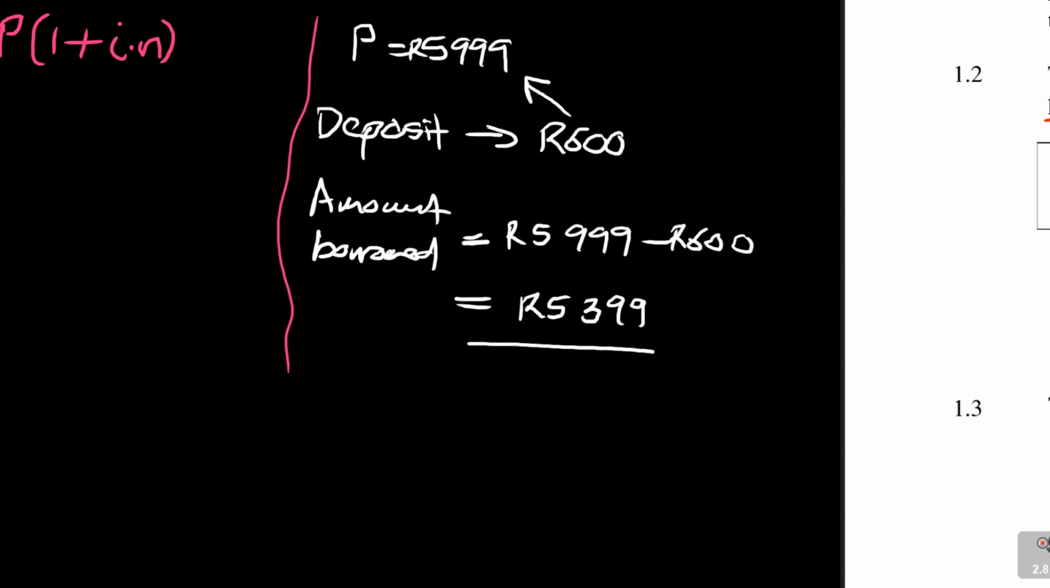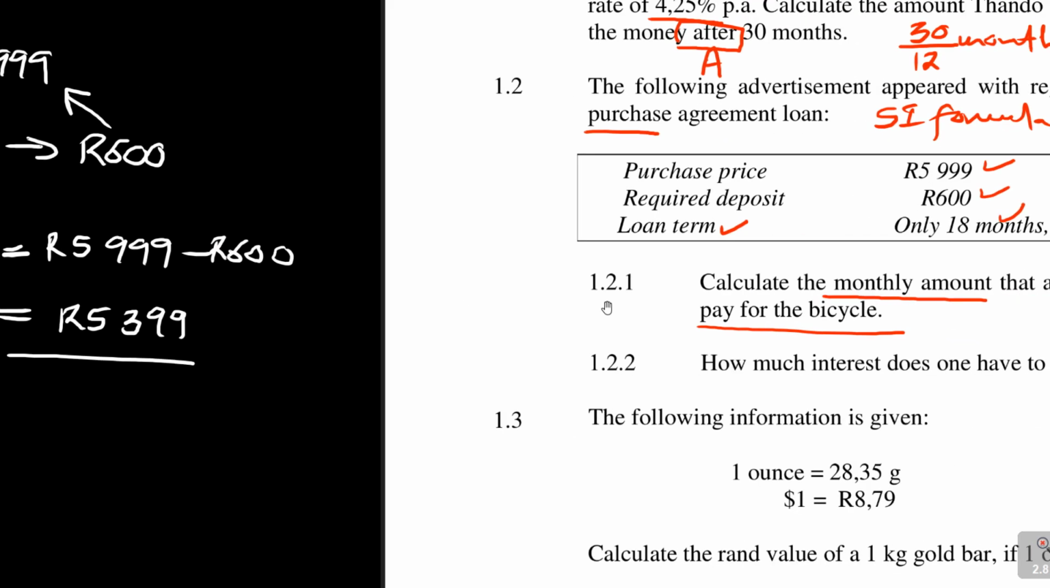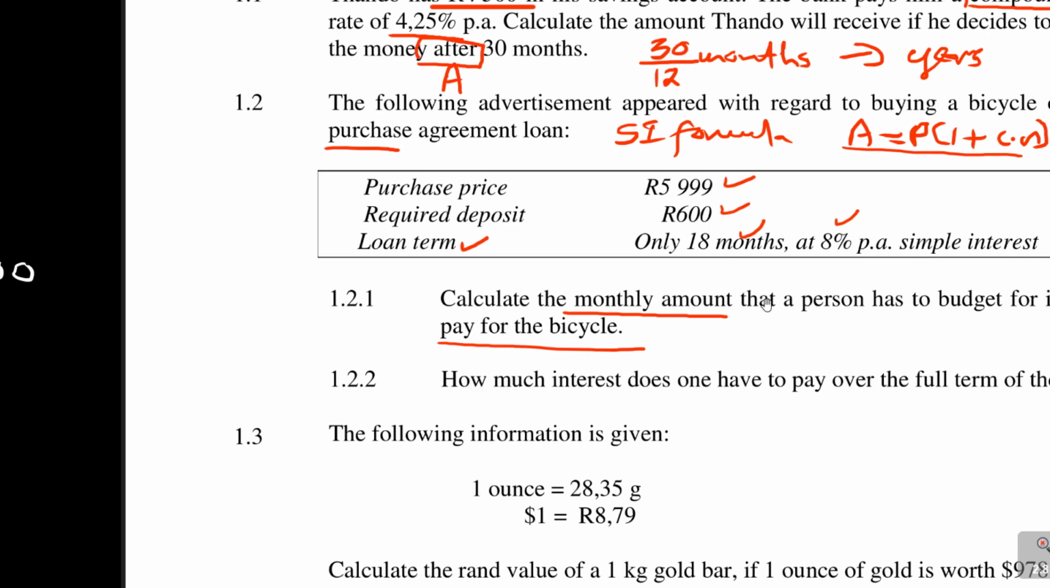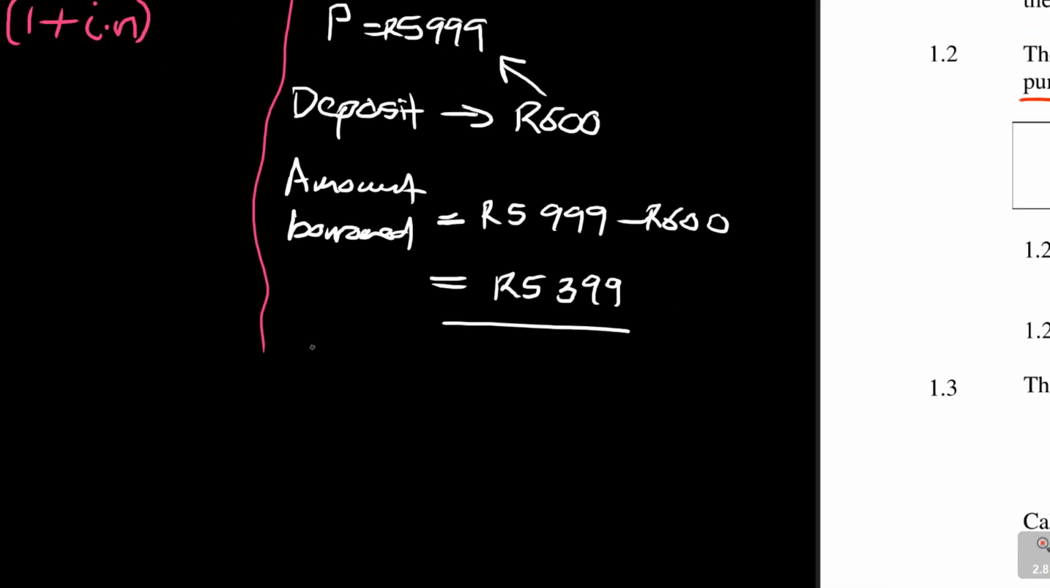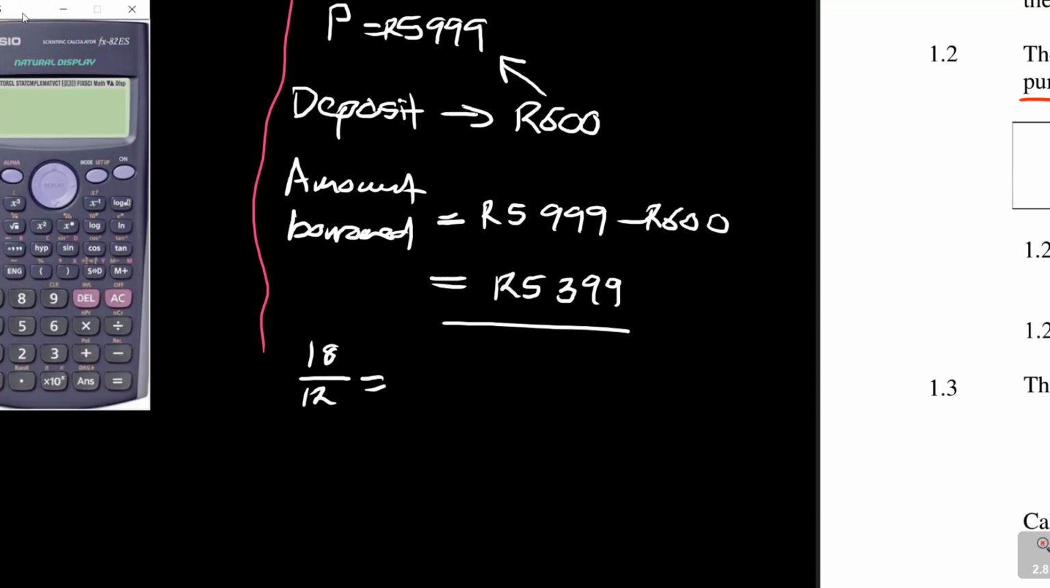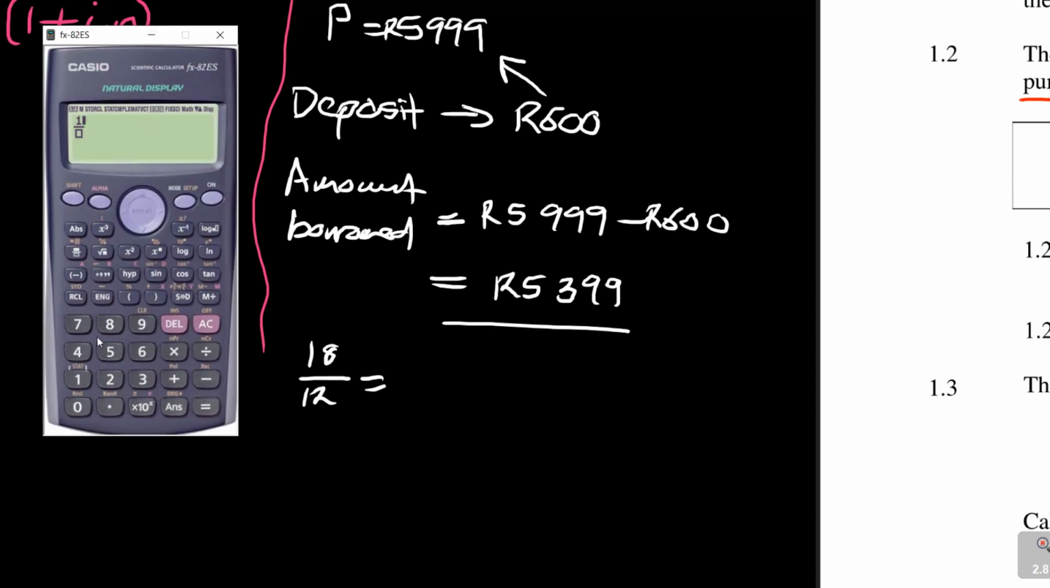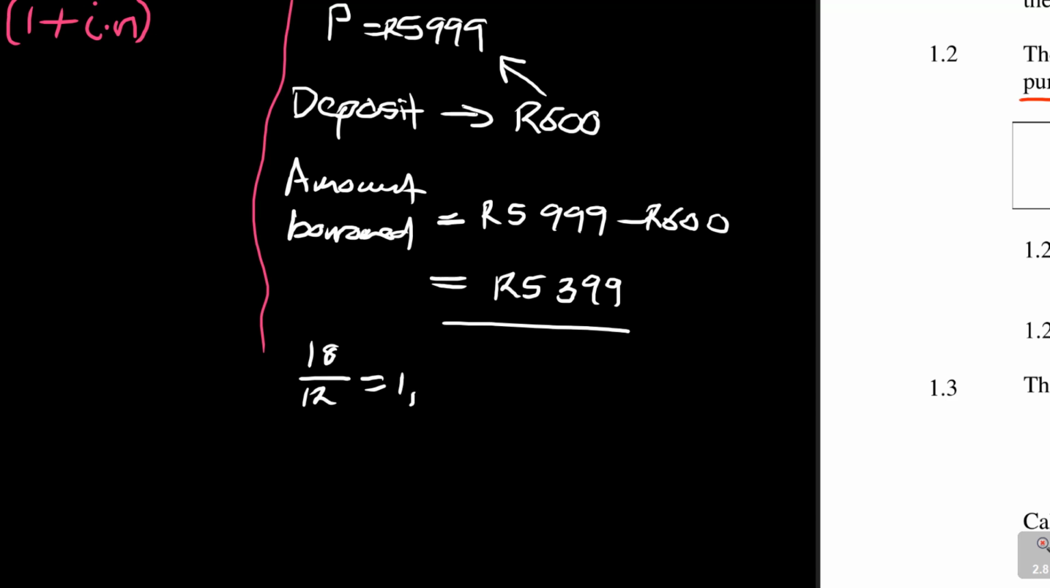5,399. This is the money that they lent you. Are you with me? Then let's continue. 18 months. What are you going to do? You're going to say 18 months over 12. And I've been telling you how to convert this. You just divide this by 12. So it's 18 over 12. And then it gives us what? There, 1,5. 1,5 years now.